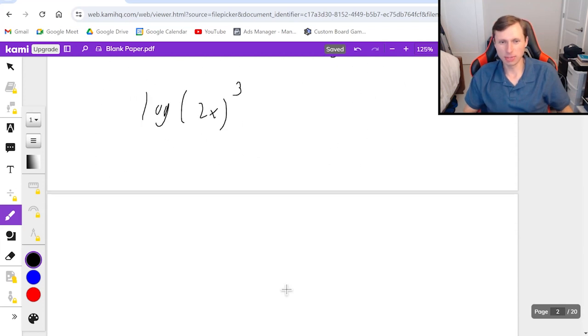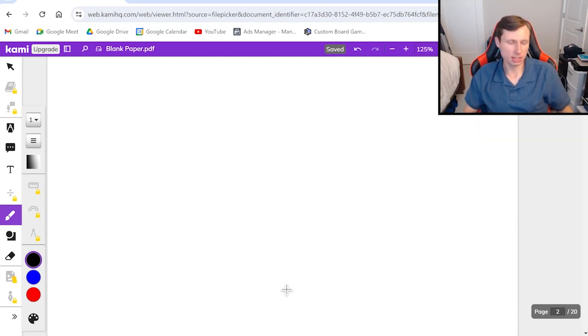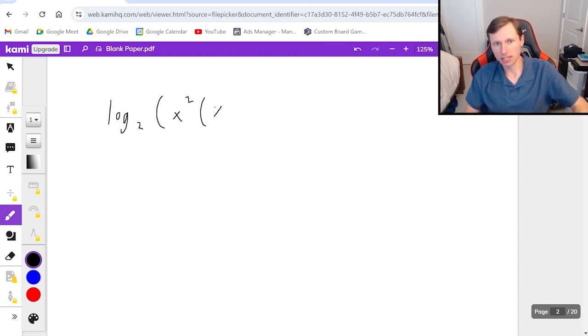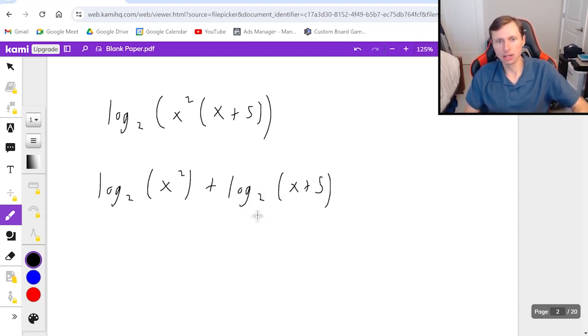Okay, so that's enough of me talking. Now let's do some examples. So the first one I have here, it's log base 2 of x squared times x plus 5. So in order to do this, I first notice that this is multiplication. So I'm going to break this up into log base 2 of x squared plus log base 2 of x plus 5. X plus 5 is good, but x squared also has that exponent power property.